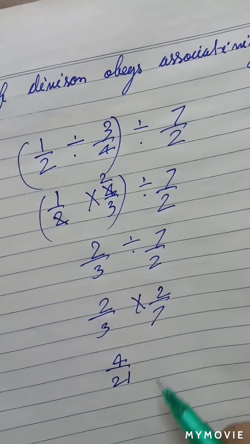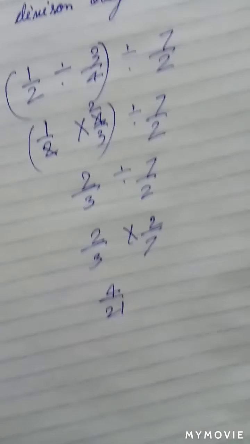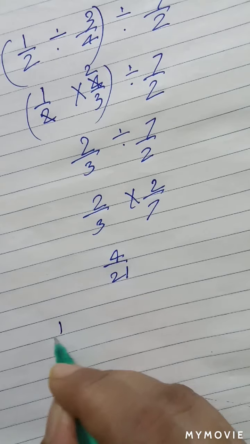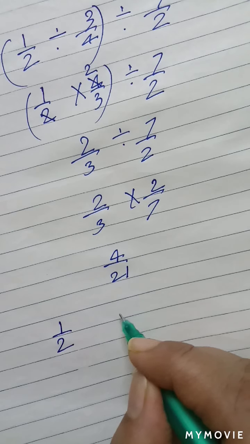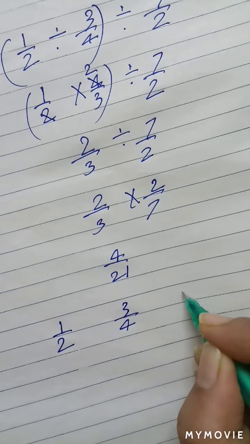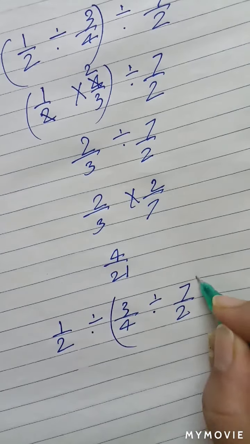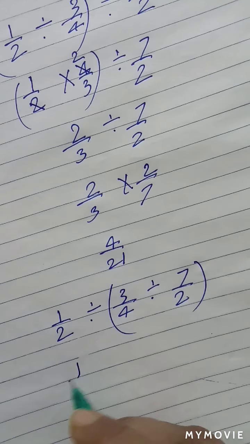We have got 4 by 21. Let's see if we change the order, are we still going to get 4 by 21? We have 1 by 2, 3 by 4 and 7 by 2. Again, we change the partners.